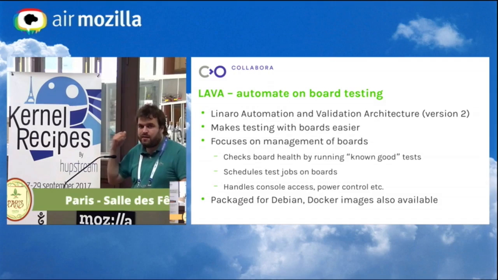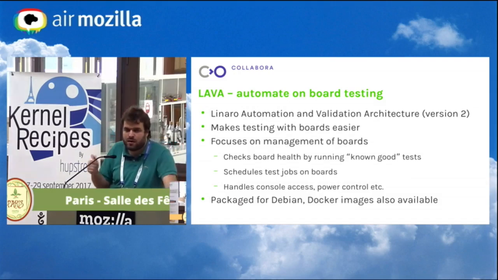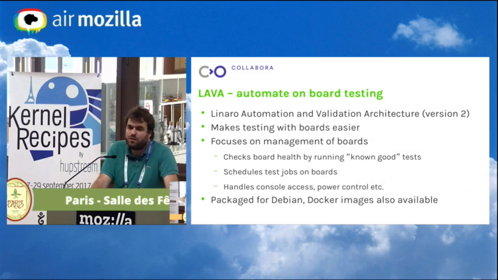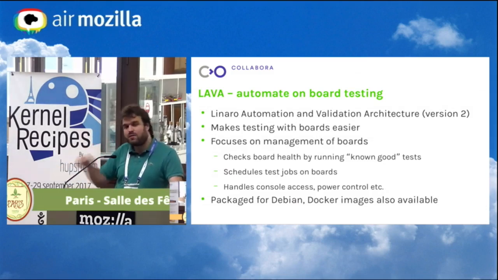So you can do things like check the health of boards by having a known good image, and then you can boot it and see, if that doesn't boot, then the board is probably broken. So we need to throw away the board and get a new one, instead of thinking that all of your new code is broken. It can schedule tests on boards. So once you've created these images, you can flash them on the board, boot them, run some scripts, and then get the result out.